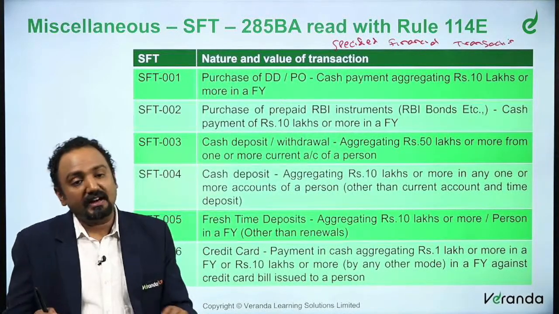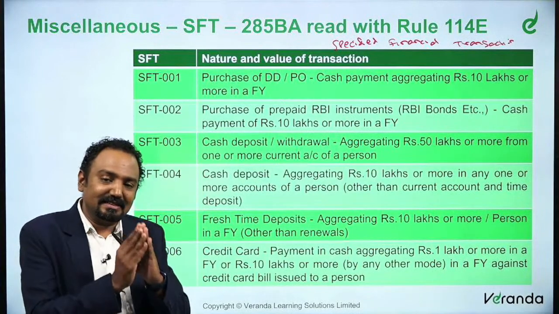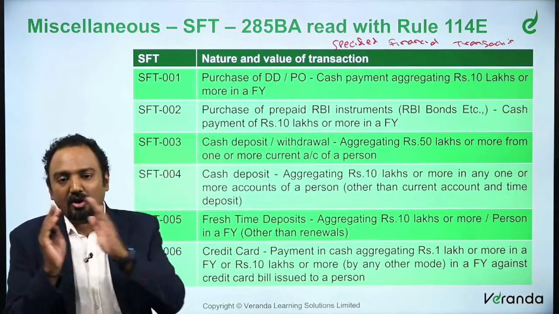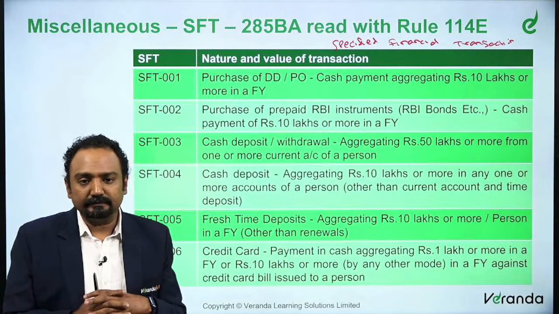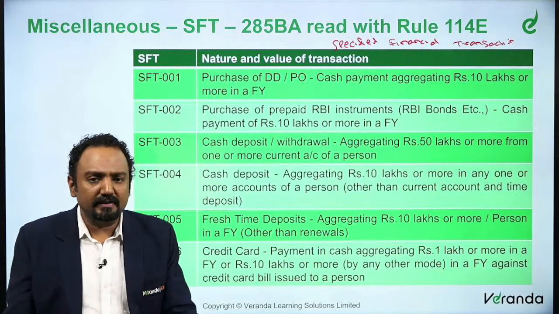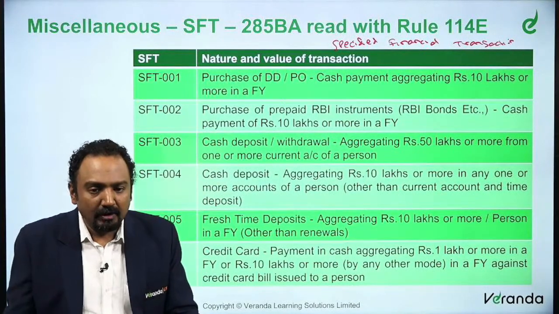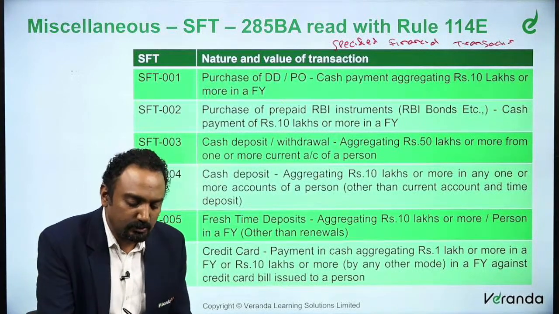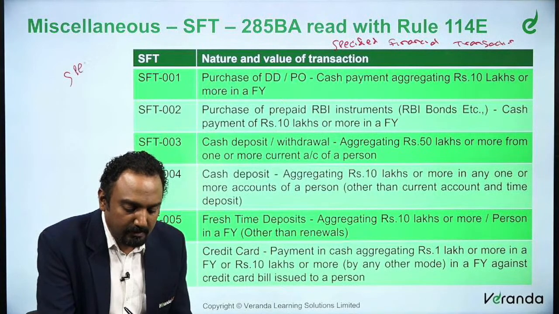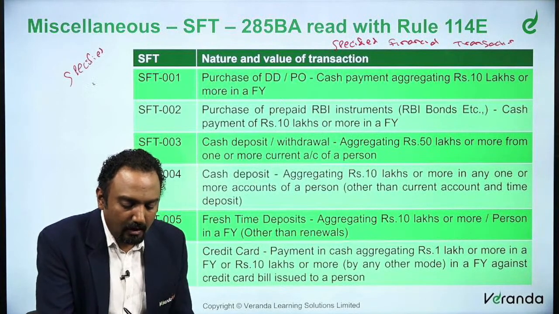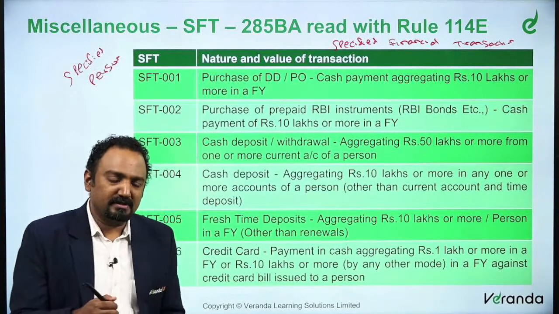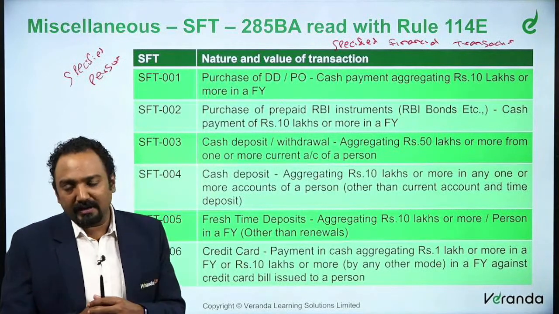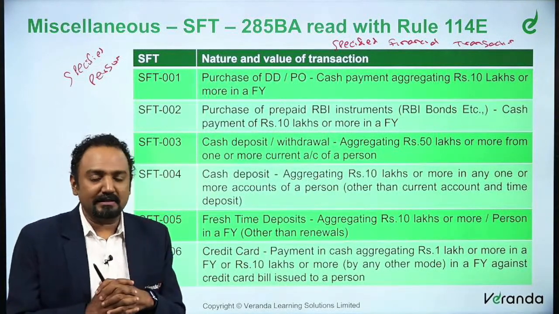So, specified financial transaction. This is discussed in section 285BA, and it has to be read and understood in relevance with rule 114E. So, what does it actually say? It speaks about key persons, that we will call specified persons. So, they have listed out specified persons like banks, portfolio managers, that is your security managers, and other things.